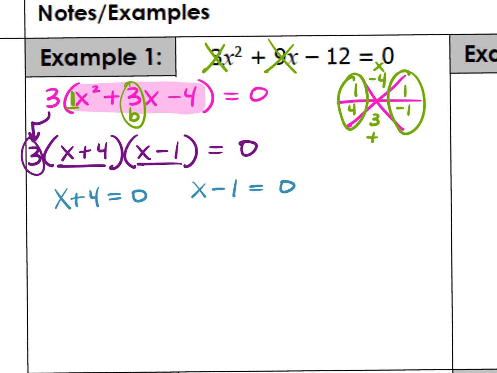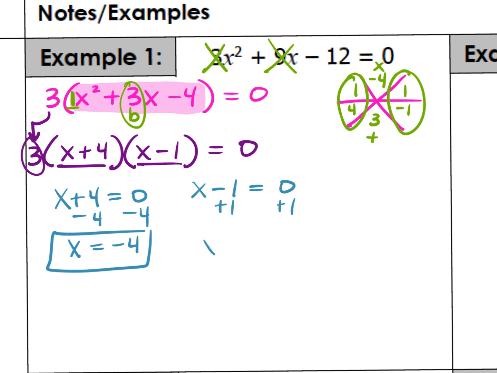So what are your answers? Negative 4. Take away the 4. So x equals negative 4. And then add the 1. So x equals 1.